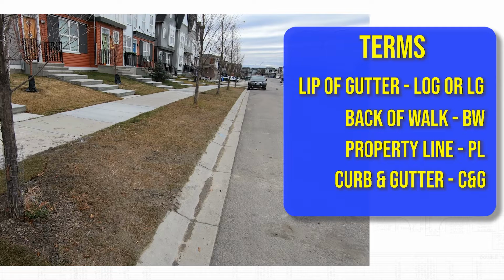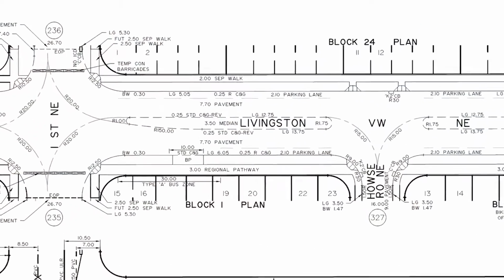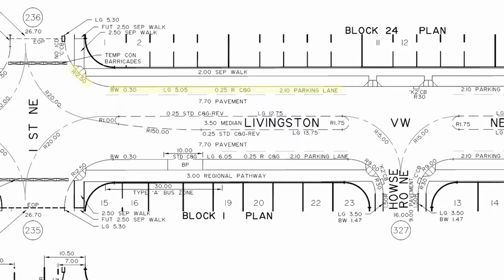There are plenty of other codes and short forms in the plans, which are sometimes listed in a legend on the same page, or near the front of a set of plans. If you can't find an answer from the plans, ask your supervisor. On the north side of the road we see words and numbers along the lip of gutter. BW 0.30 means the back of walk is 0.3 meters from property line. LG 5.05 means the lip of gutter is 5.05 meters off the property line.